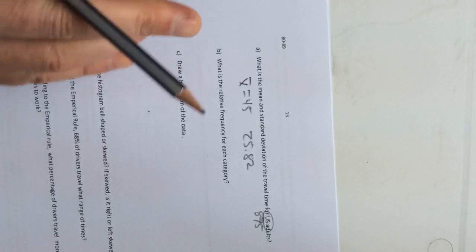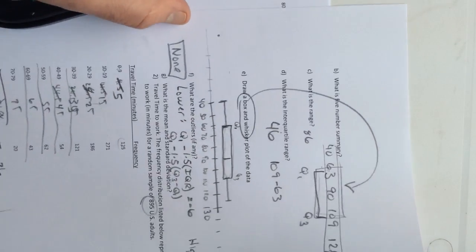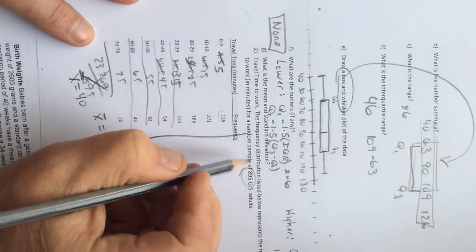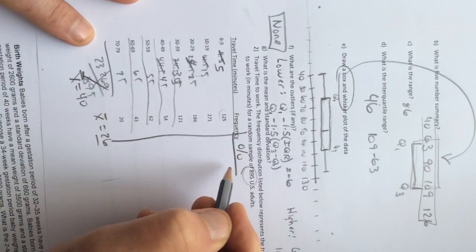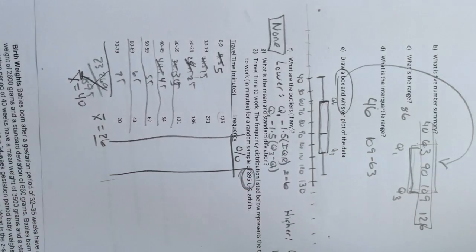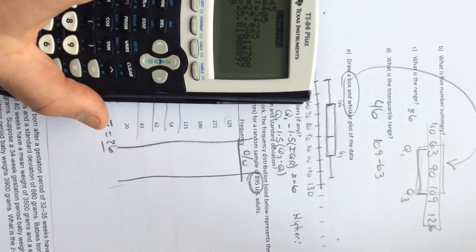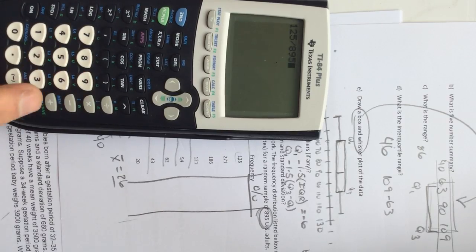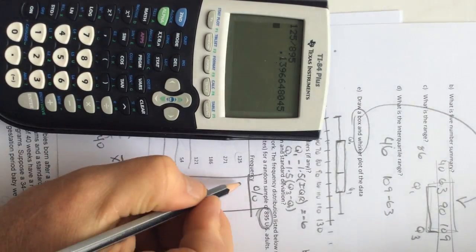Okay, what's the relative frequency? Remember, relative means percentage, so they just want you to come over here and turn all this stuff into a percentage. So since there were 895 of them, we just have to divide them all by 895. So 125 divided by 895. So that's 14%.